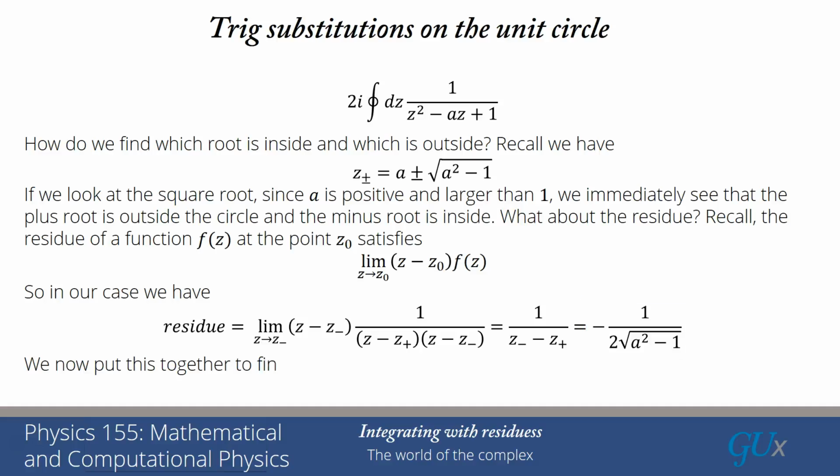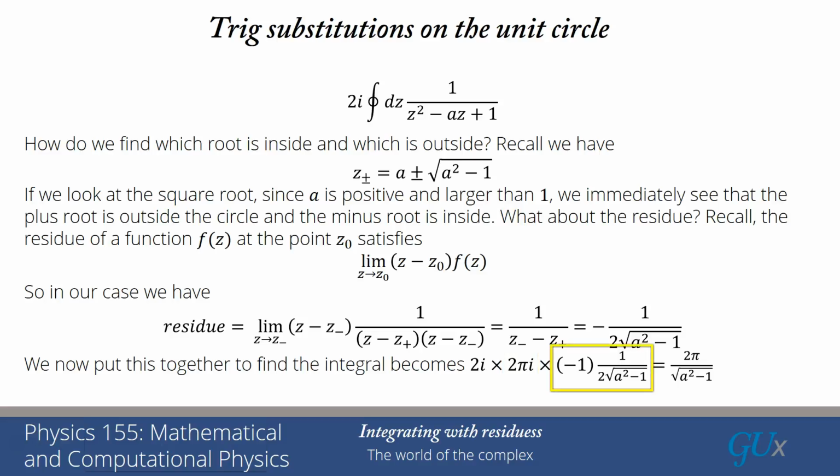And we now have to put this together to find the integral itself. So remember, our integral at the top has got a factor of 2i. I have to multiply by 2 pi i because it's 2 pi i times the residues. And then I have to recognize the residue was minus 1 times 1 over 2 square root of a squared minus 1. And when all the dust settles, you can see that I get 2 pi over the square root of a squared minus 1.